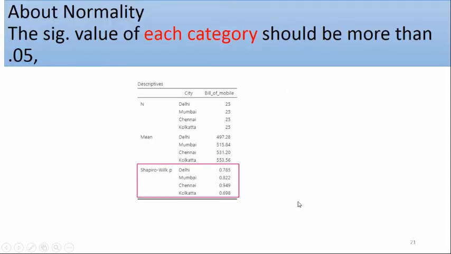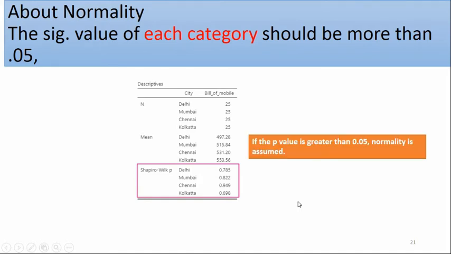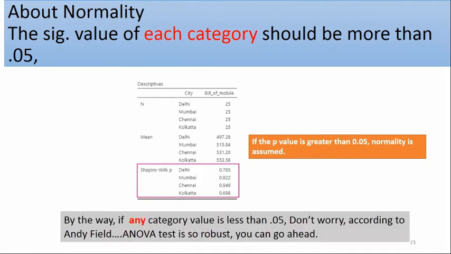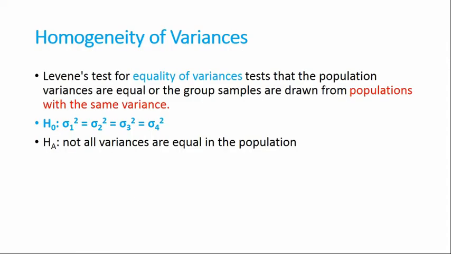Now, to take the decision about normality, we have already discussed: if this value is greater than 0.05, normality is assumed. Yes, now we can proceed further. By the way, if any category value is less than 0.05, don't worry. According to Andy Field, the ANOVA test is so robust, you can go ahead. Now, our last assumption, homogeneity of variances. Levene's test for equality of variances.